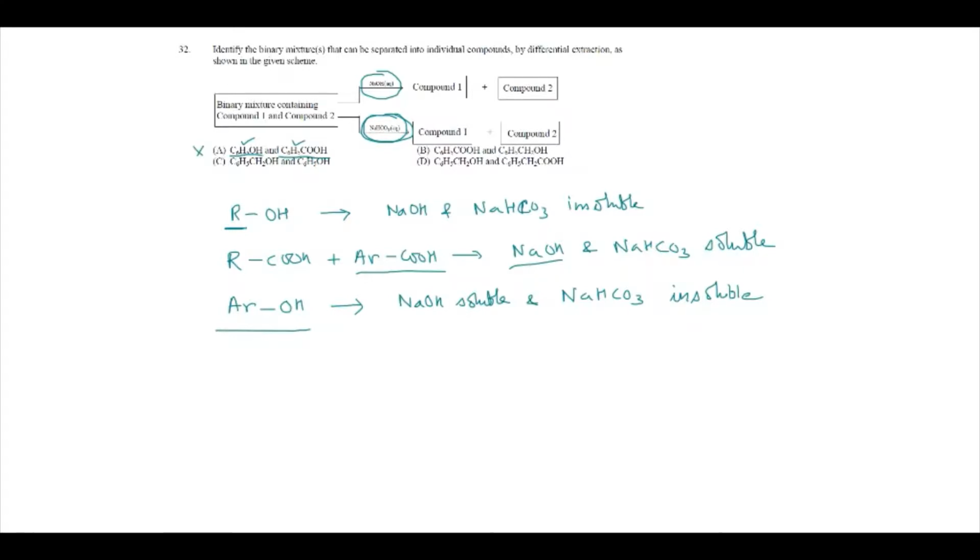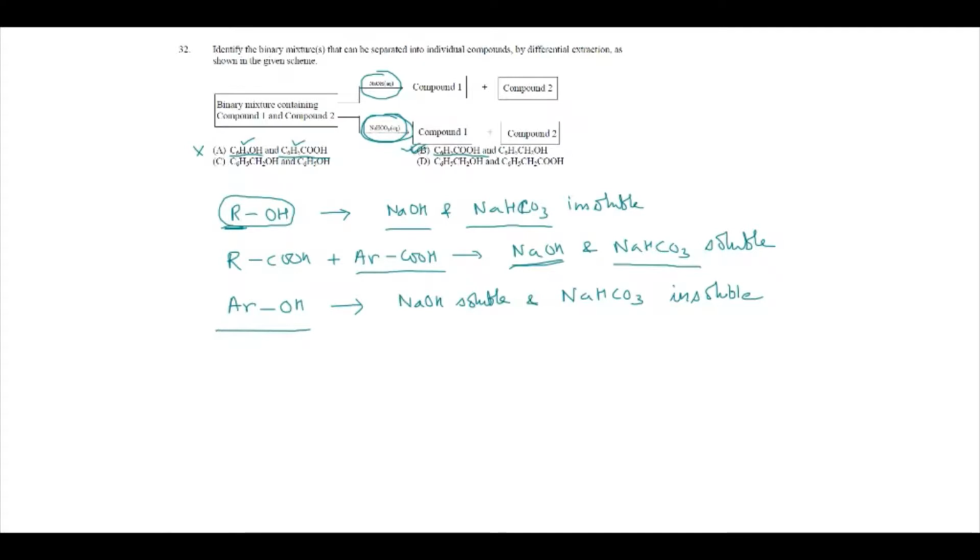What about option B? In option B, we have benzoic acid and benzyl alcohol. That means we have an alcohol where the OH group is connected with an aliphatic carbon. So, it is insoluble in sodium hydroxide as well as sodium bicarbonate, and we have an acid, benzoic acid, which is soluble in sodium hydroxide and sodium bicarbonate. That means option B is a correct option. So, this set of compounds can be separated using the 2 methods, that is sodium hydroxide solution as well as sodium bicarbonate solution. What about option C?